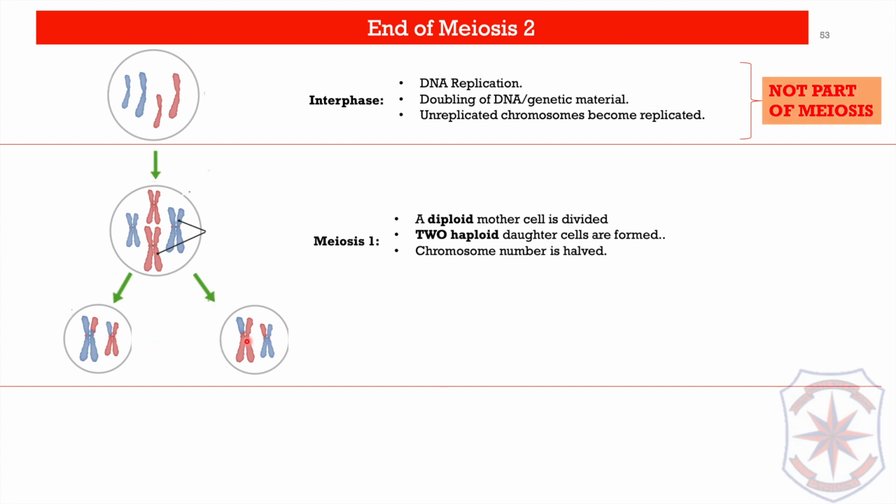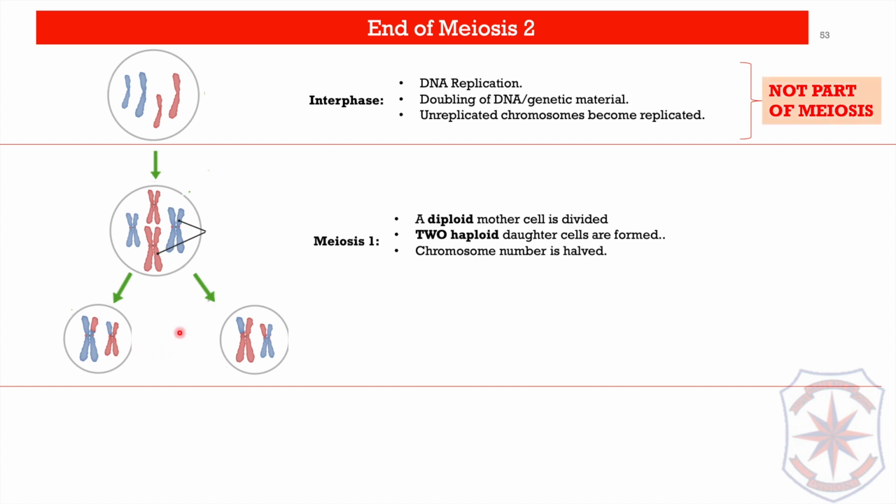Hence, they have different colors. The different colors show the different combination of genetic material, or DNA, that is found on the chromosomes itself. Okay, guys? One last thing that we need to note about the daughter cells after meiosis 1 is that the chromosomes are still replicated.